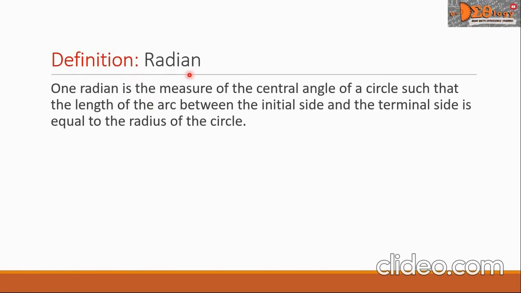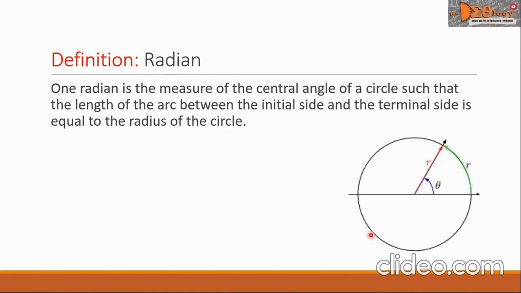Let us define now radian. 1 radian is the measure of the central angle of a circle such that the length of the arc between the initial side and the terminal side is equal to the radius of the circle. Look at this figure. This is our radius. And this arc subtended by this angle is equal to the radius itself. So the angle here is equal to 1 radian.